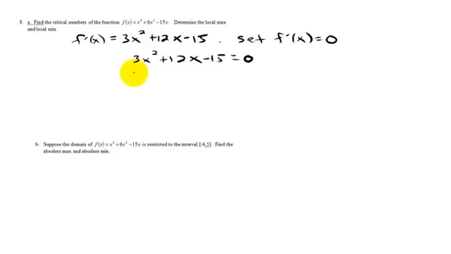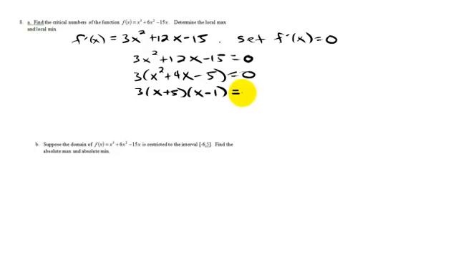Looks like I can factor out a 3. And I can then factor what's left over. So that's x plus 5, x minus 1. That's right. And so my critical values will be negative 5 and 1.